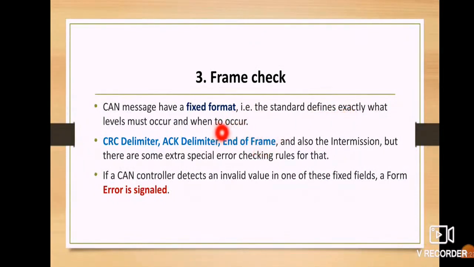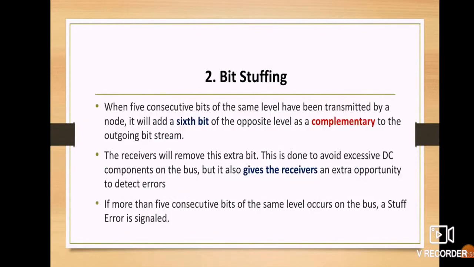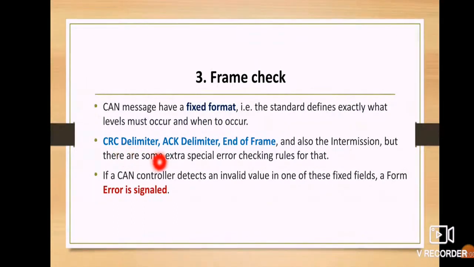The frame check helps a lot in achieving these criteria, for example the CRC delimiter, acknowledgement delimiter, end of frame, and also the intermission, but there are some extra special error checking rules for these. This is a one-line statement for the frame check: if a CAN controller detects an invalid value in one of these fields, a form error is signaled. So if any error occurs in the CRC delimiter, acknowledgement delimiter or end of frame, it will be signaled as a form error. There is no more explanation required for this.